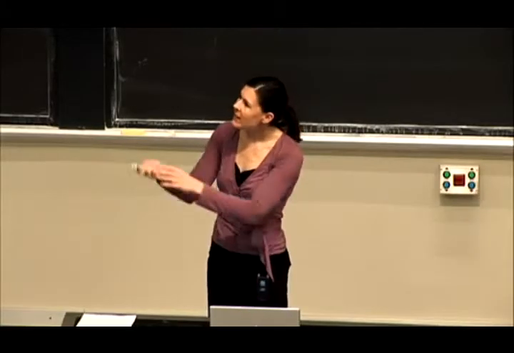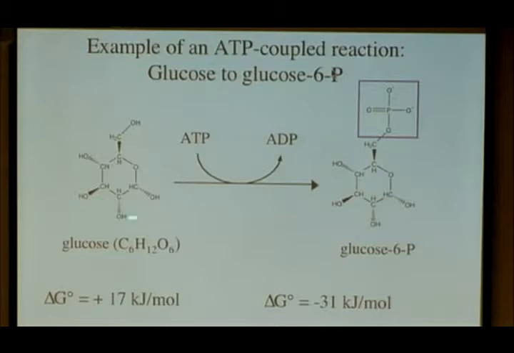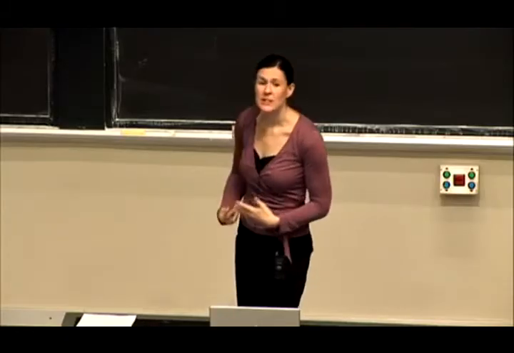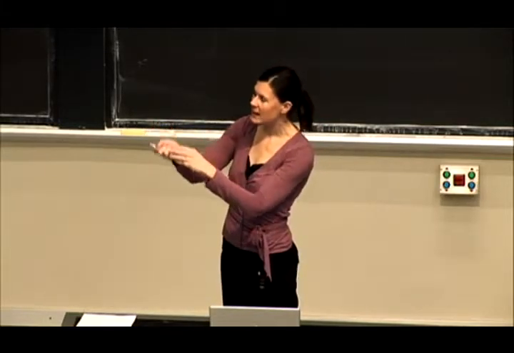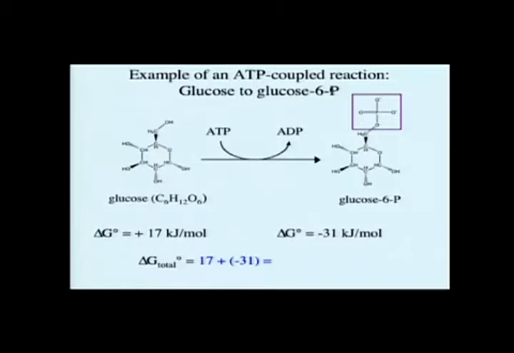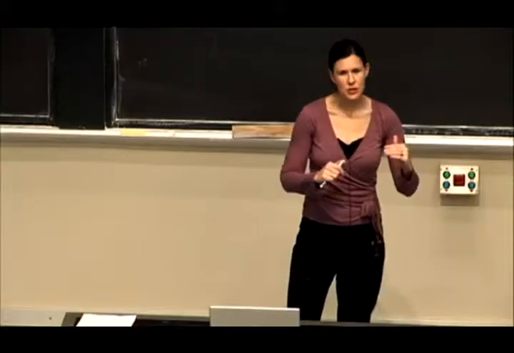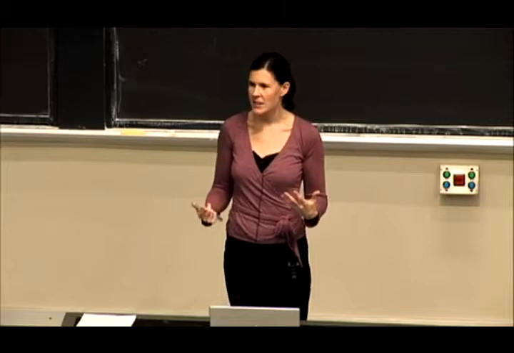So this means we can think about delta G total, and by total we mean of this overall process here. So that's just equal to 17, and we're adding it to the other delta G, which is negative 31. So we get an overall delta G for this process of negative 14 kilojoules per mole. All right, so that's one really simple example just to illustrate to you how these ATP coupled reactions work.